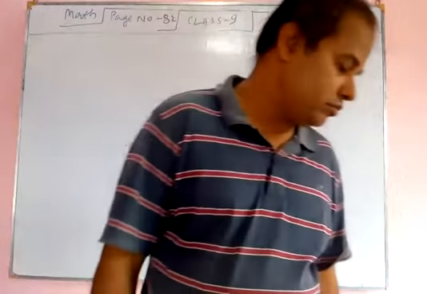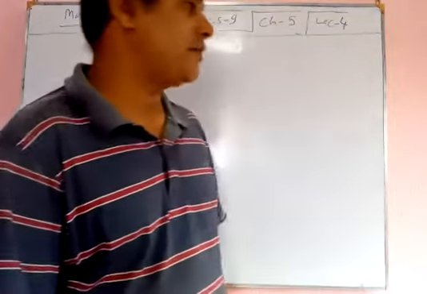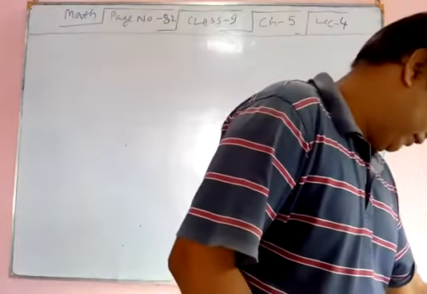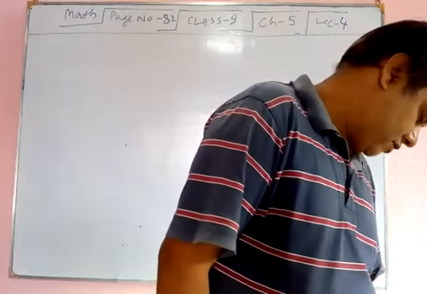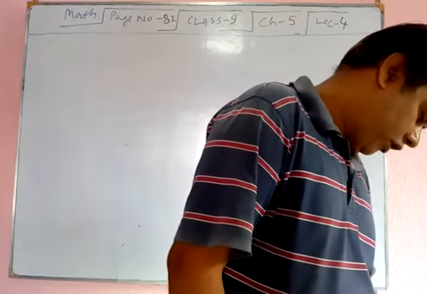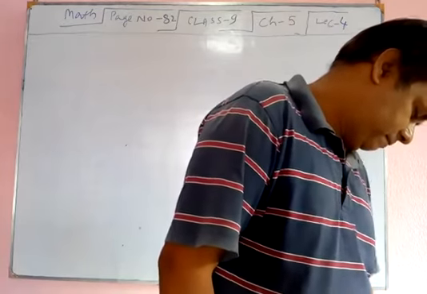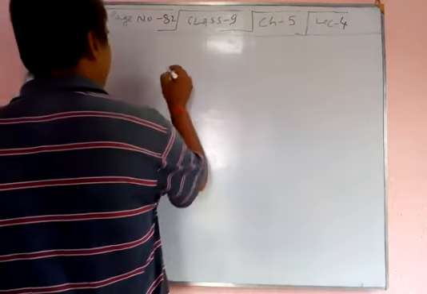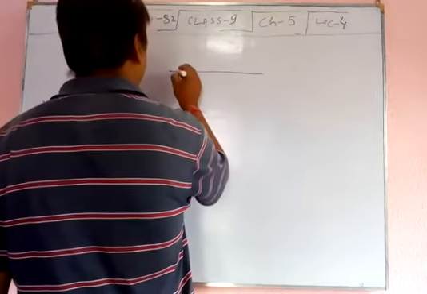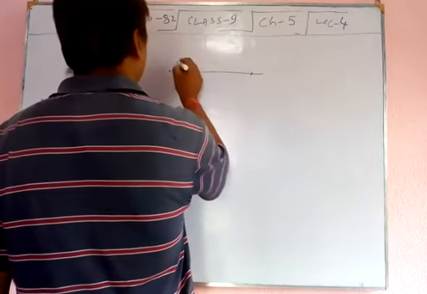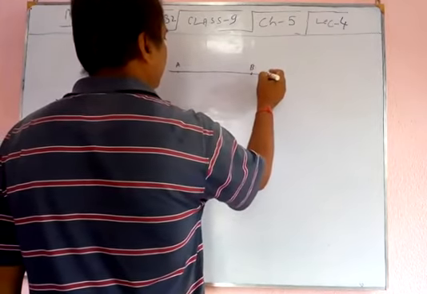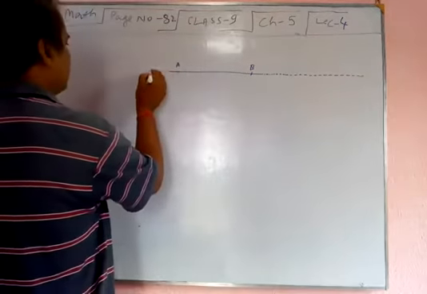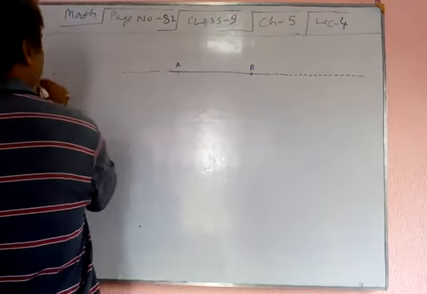Postulate number 2, page number 82 of class 9 NCERT. Postulate number 2 says a terminated line can be produced indefinitely. The line is here, here it is A and here it is B. It can be produced in either direction indefinitely.